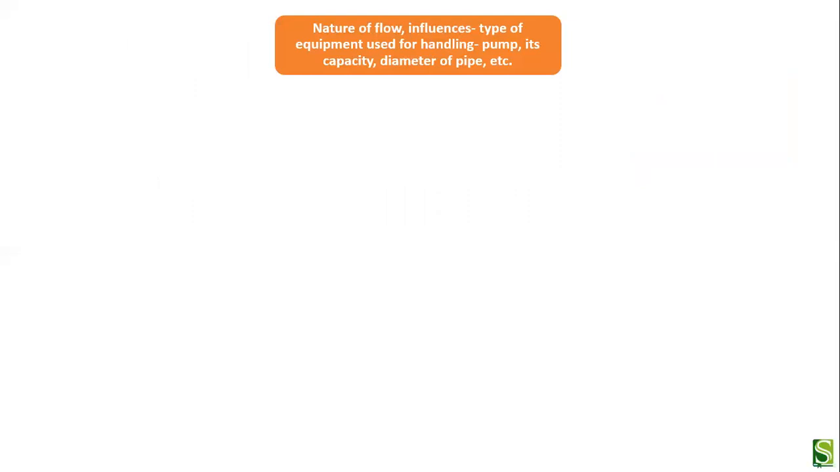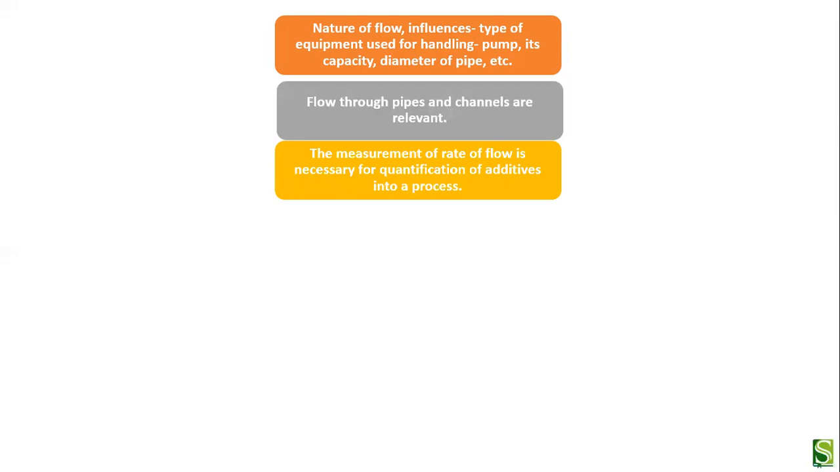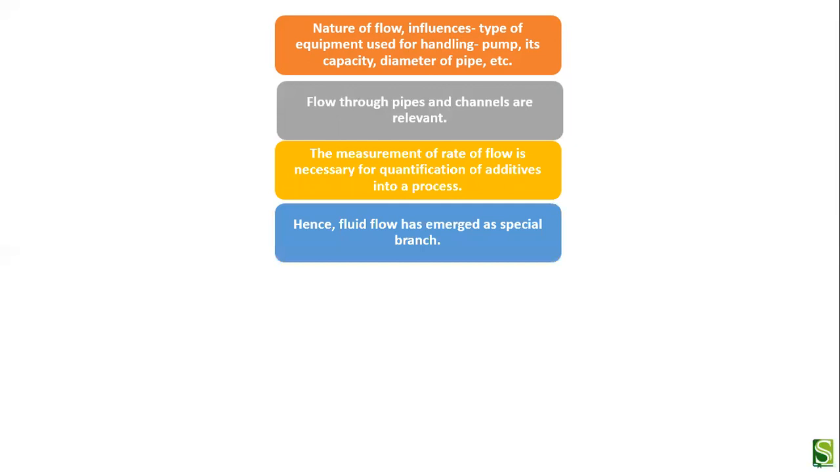The nature of the flow influences what type of equipment you have to use for handling, what type of pump you have to use, what should be the capacity of the pump, what should be the diameter of the pipe, etc. It all depends on the nature of the flow. How is your flow? The flow through pipes and channels is relevant. The measurement of rate of flow is necessary for quantification of additives into a process. Hence, fluid flow has emerged as a special branch in science.